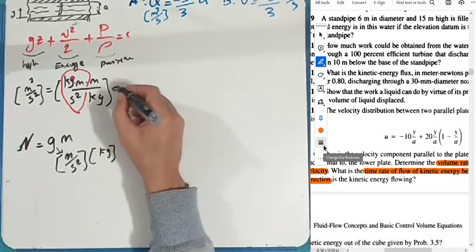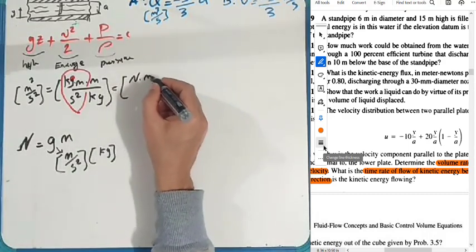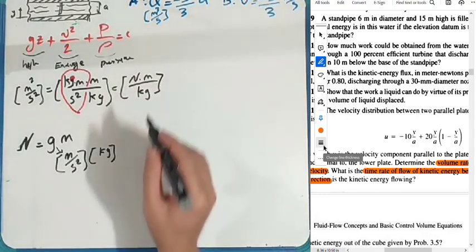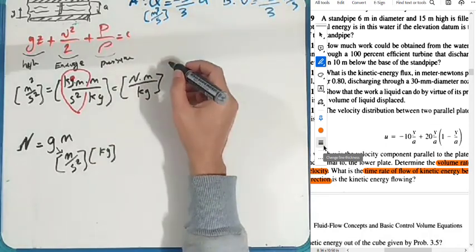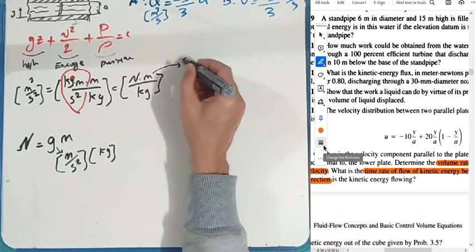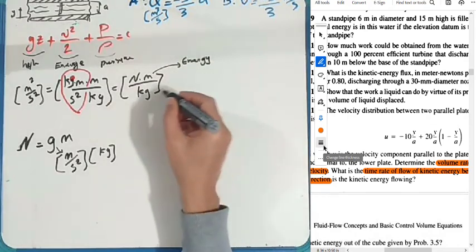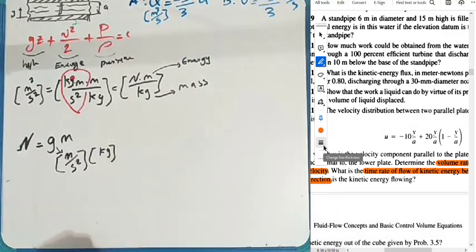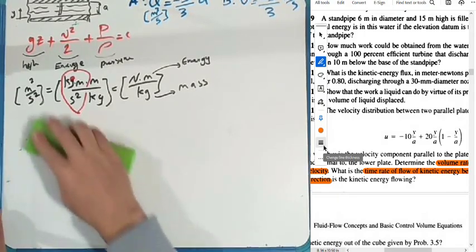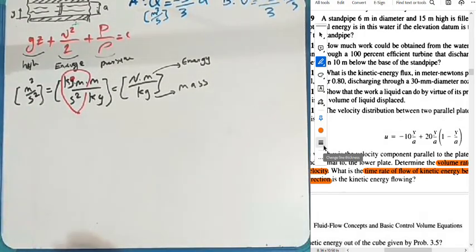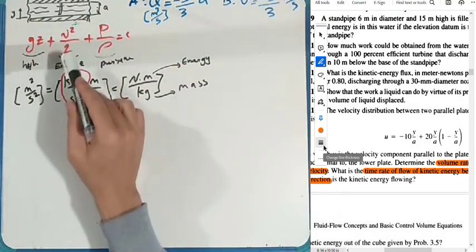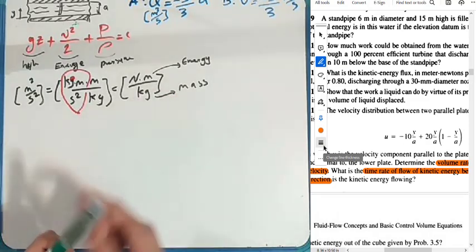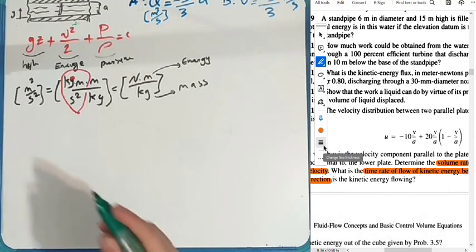Okay, I can write it in this way: Newton meter per kilogram. This is the unit for energy, and this is for mass. Then I can use it. This is for this term, the energy term. I can write it in this way and use this one to solve my problems.